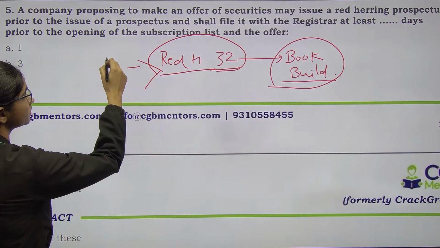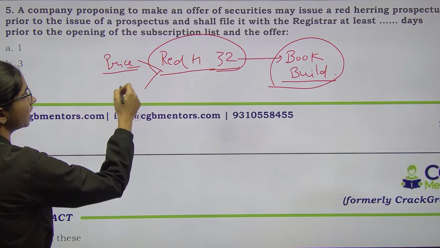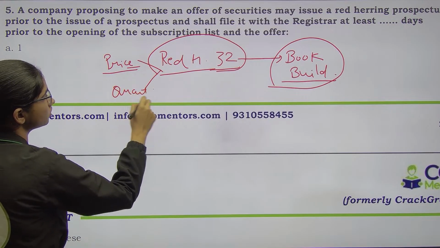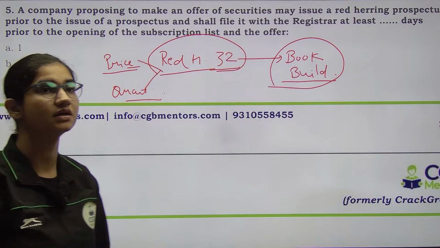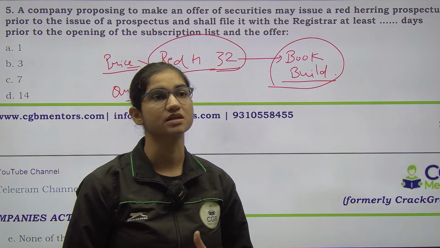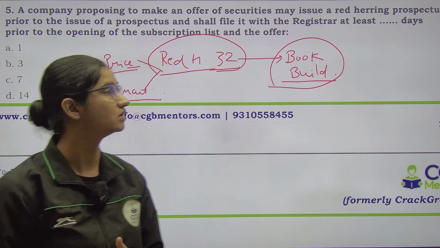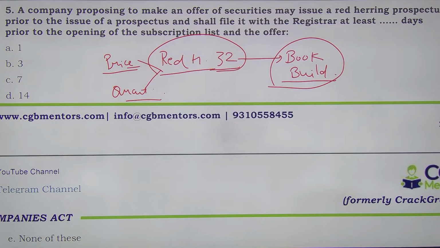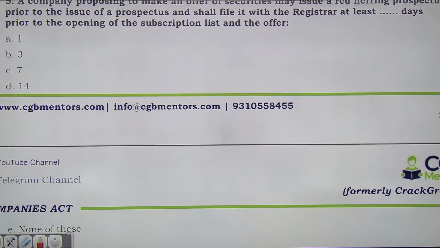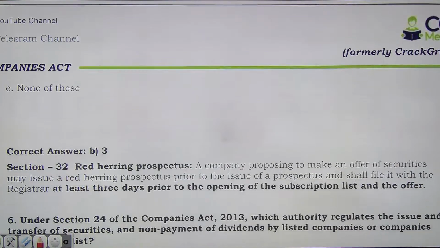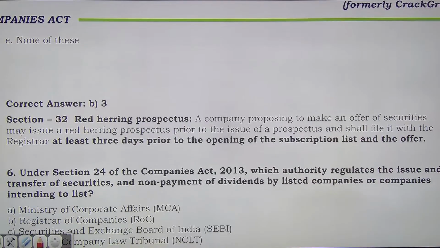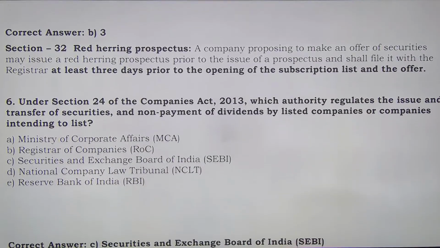Also in this prospectus, the price of the securities and the quantity of the securities is not mentioned. That will be mentioned in the final prospectus. So when will this prospectus be issued? Prior to the original offer, how many days before will it be issued? That is the question. So the answer here is 3 days. Prior to the opening of the subscription list, 3 days before, the company will issue the red herring prospectus. Now we are moving forward to the next question.